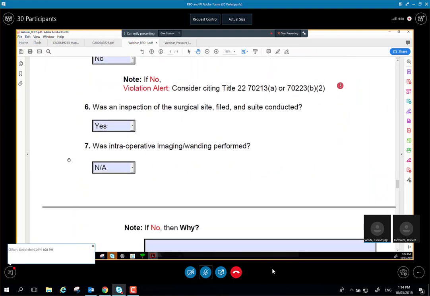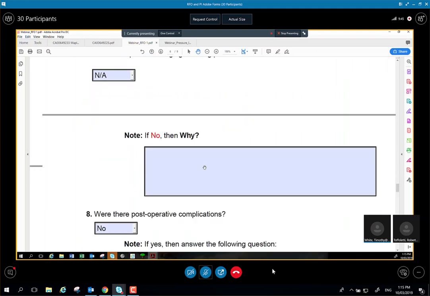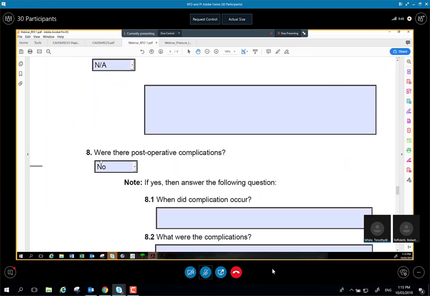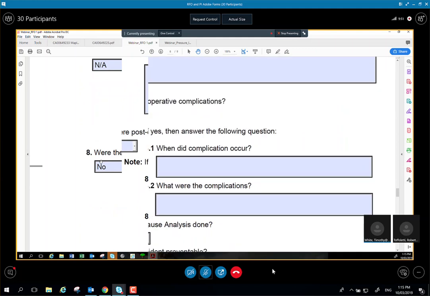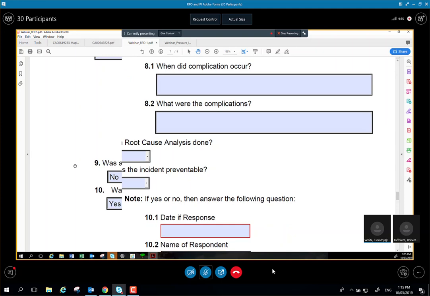Did they inspect? Was there any wanding? In certain cases, wanding or intraoperative imaging are performed. If it's radiopaque sponges or et cetera, they want to x-ray. Area for some explanation. Were there any post-op complications? If so, what were they? When did they happen? Did they do a root cause analysis?